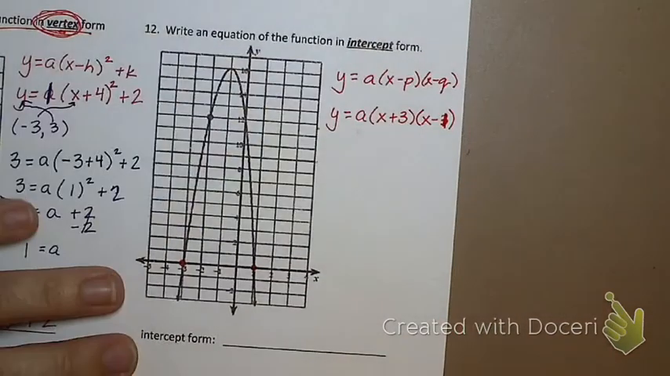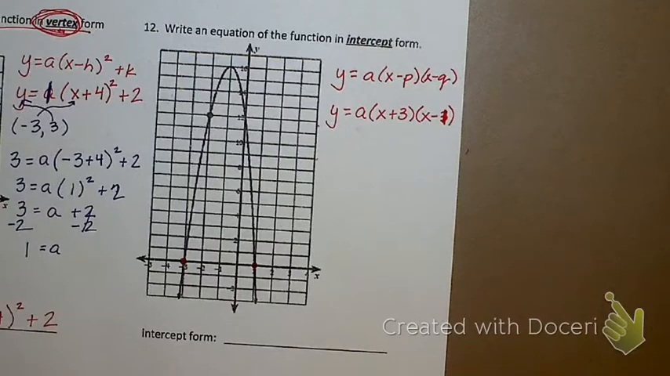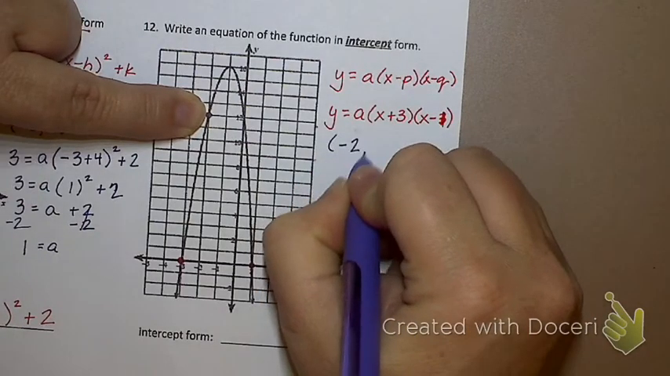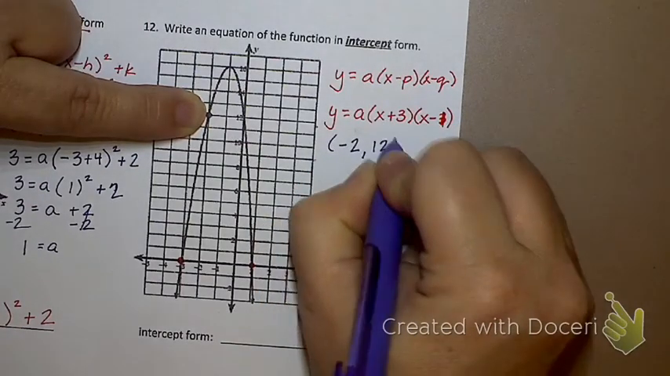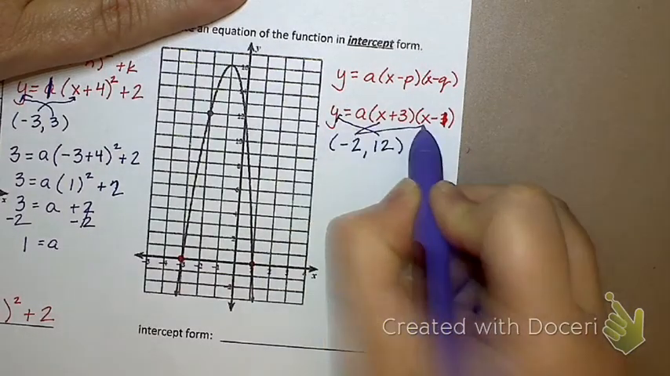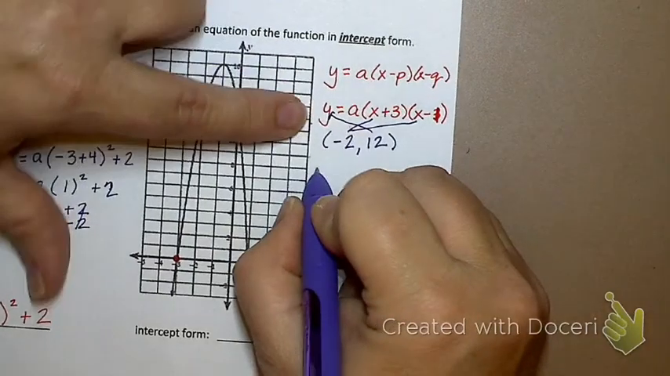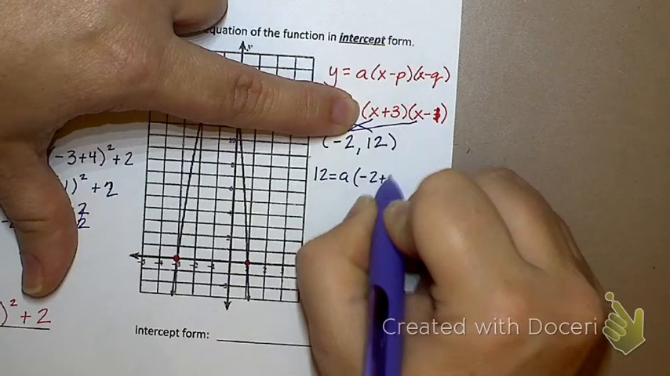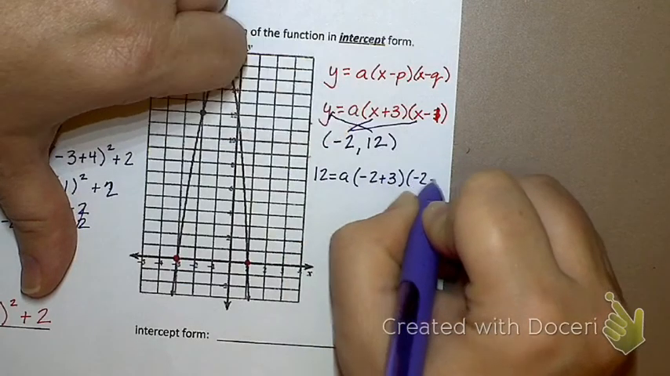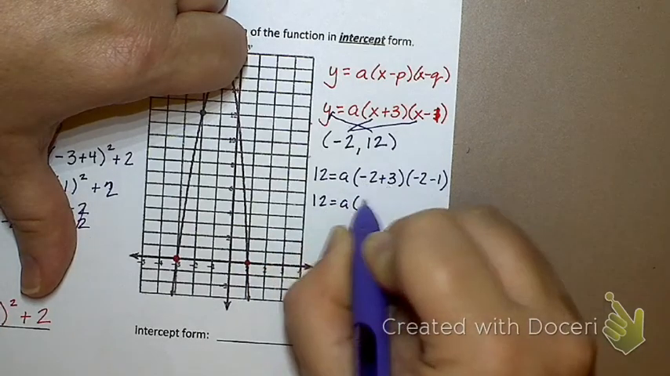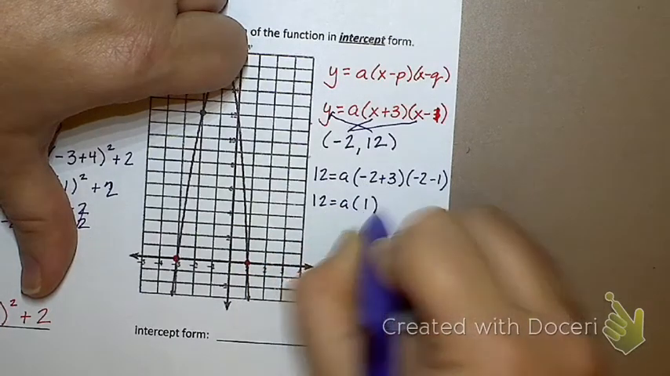Yes? And to find A, I do the exact same thing I did in the other problem. I use that other point that's given. What is the other point that's given? -2, 12. I'm going to plug in 12 for y, and -2 for my x's. So 12 equals A times (-2 plus 3) times (-2 minus 1). What is -2 plus 3? What is -2 minus 1?